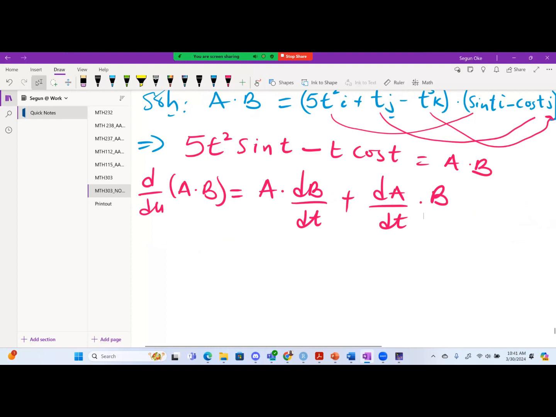So what you need to do now is, we are still coming back to this one, but I'm just trying to give us different ways of solving this problem. Remember, we have our A. What is the dA/dt now? Let's solve this one first. Let's look for the dA/dt. How do we differentiate A with respect to t?